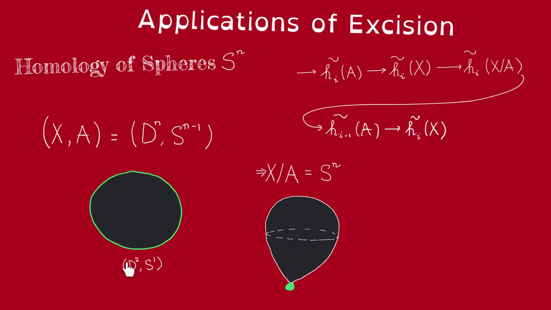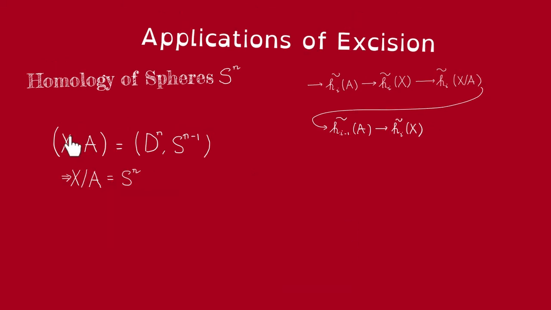For example, here I've drawn the case when n is 2. When we shrink this boundary circle of the two-dimensional disk to a point, we get the two-dimensional sphere S2. Now, replacing X with D^n, A with S^(n-1), and X over A with S^n inside this exact sequence gives us the following exact sequence.